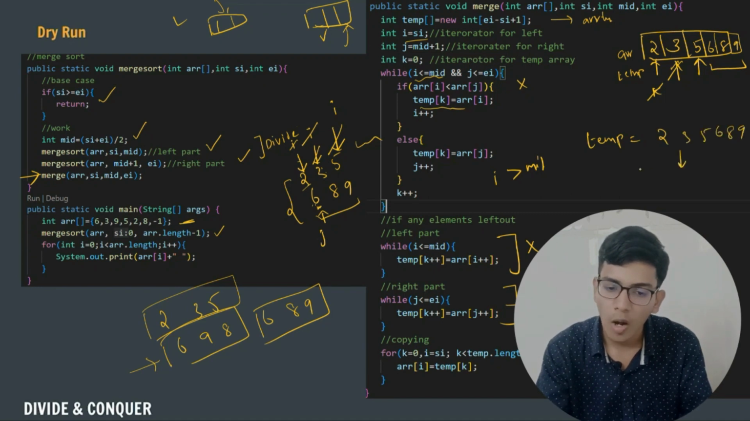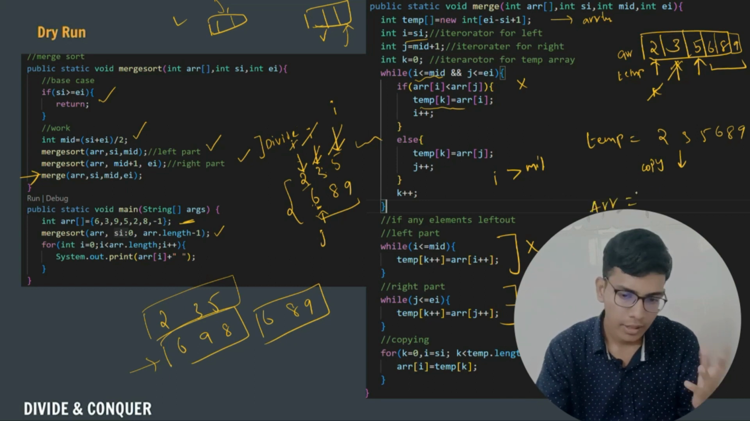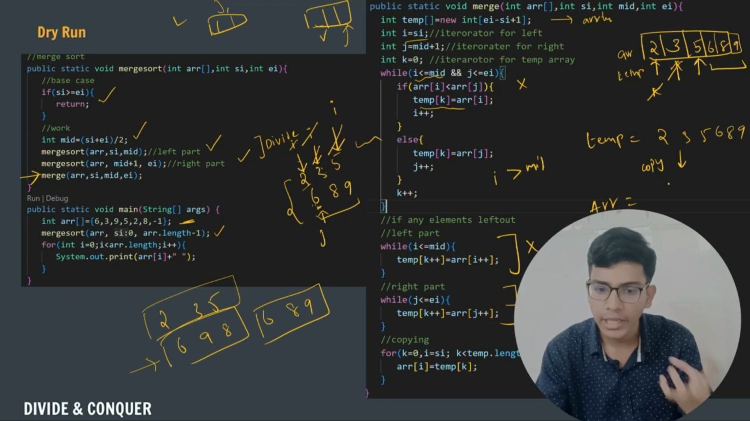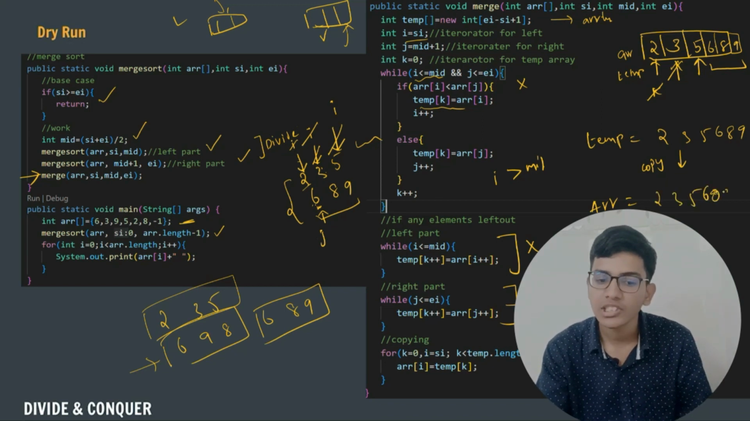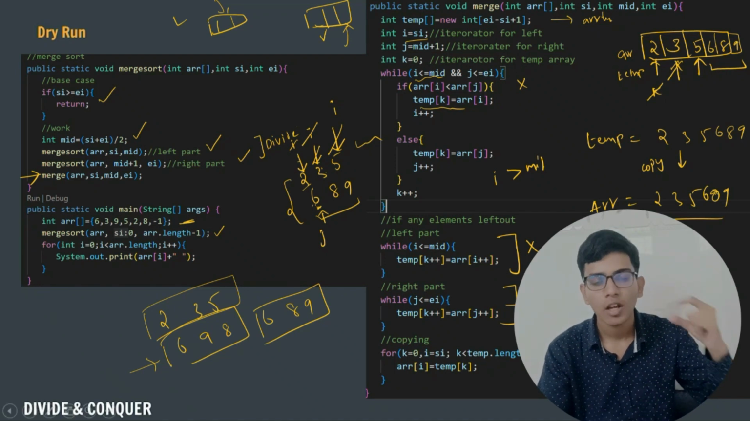So I will copy all the elements of my temporary array into my actual arr array. After that, I am printing it to my user. So this is the basic. So first, call my merge sort function.